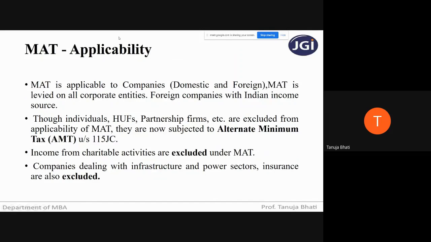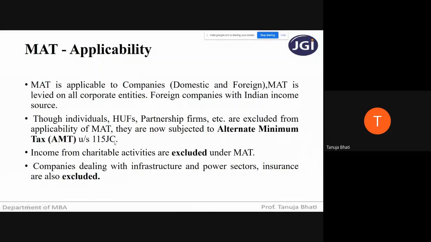Now, students, let us see the MAT applicability. To whom all does it apply? MAT is applicable to companies, domestic as well as foreign companies. MAT is levied on all corporate entities, foreign companies with Indian income source. So in short, as I told you in my previous slide, MAT is applicable to only companies. Though individuals, HUFs, partnership firms, etc. are excluded from the applicability of MAT, they are now subject to alternative minimum tax under section 115 JC.